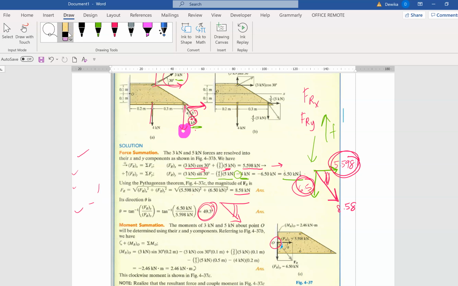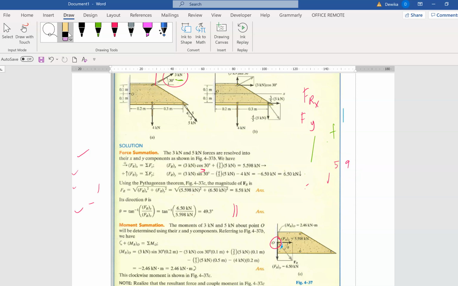I'm going to erase all this because it's so messy. Let me just erase everything. Give me a few seconds. Okay, now we're going to move on fresh to moment.